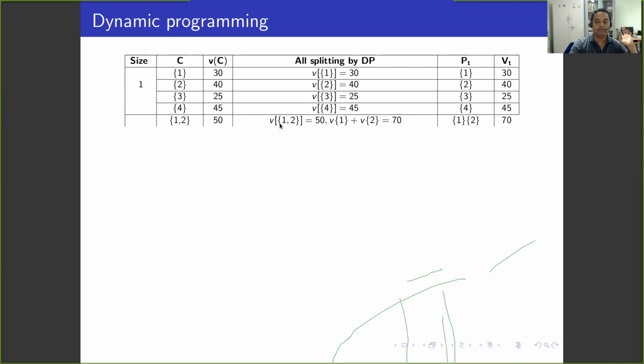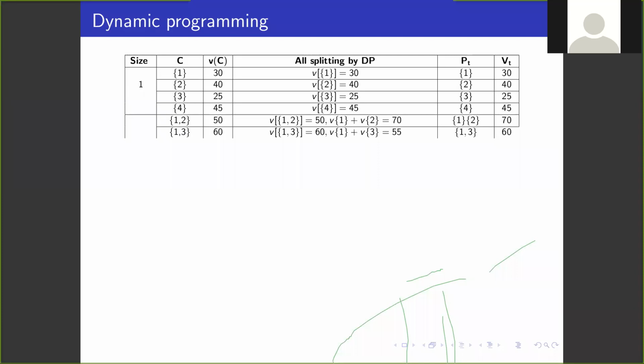But if 1 and 2 work separately, their value is 70. So if they work together, the value is 50. If they work separately, V1 and V2, it is 70. The result is 70. So what should they decide? They should decide to go separately, because they won't collaborate.